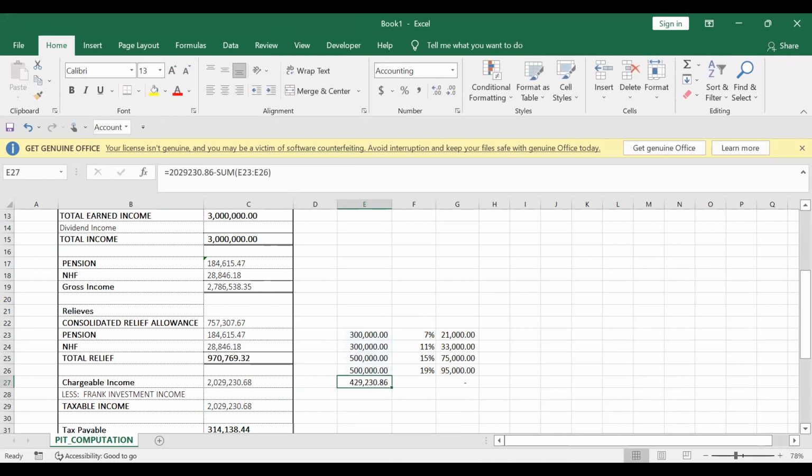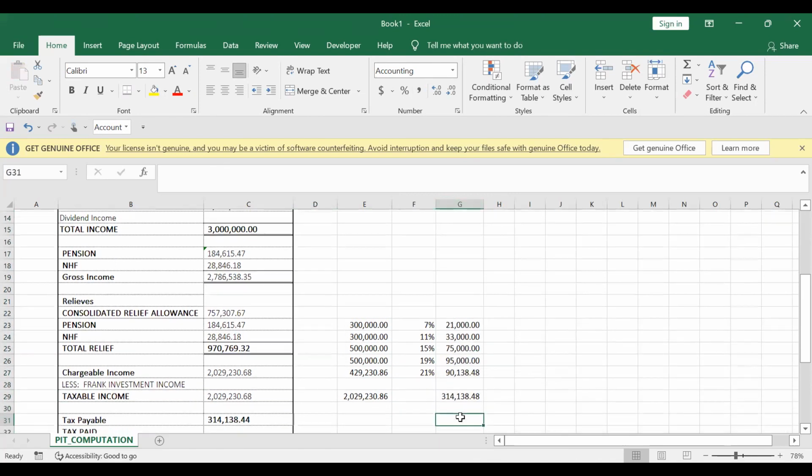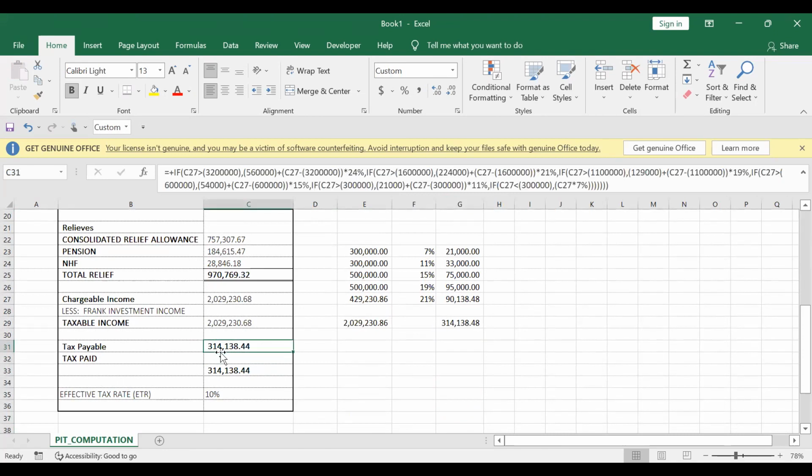That will give me only 429. Technically, if I sum all of this together, it should not be more than my taxable income, right? We are now charging this at 21%. So if I add all of the rates together, you will observe that it is equal to approximately 314,138. If you look at it approximately, you will notice that it is the same as what I have calculated through my programmed templates.